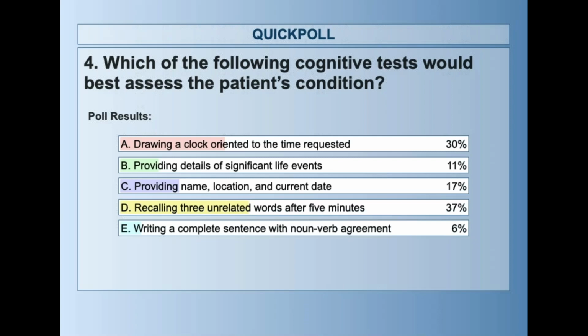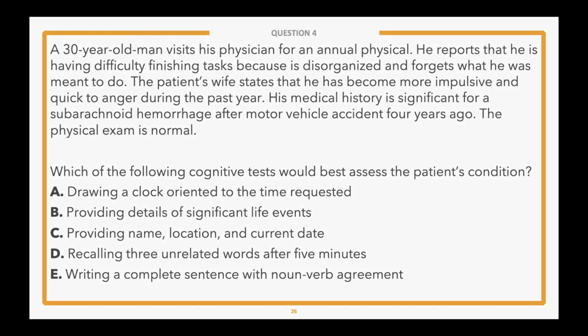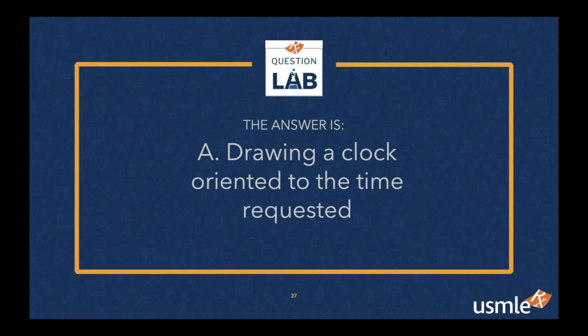37% of you guys picked answer choice D, recalling 3 unrelated words after 5 minutes. And 30% of you guys picked A, drawing a clock oriented to the time requested. Let's see what the correct answer is, and the correct answer is A, drawing a clock oriented to the time requested. And 30% of you guys got that right, so great job to those of you who got it. Once again, it was a harder question, something you probably haven't looked at in a while, but it's important to know it. So let's go ahead and talk about why A is the correct answer.